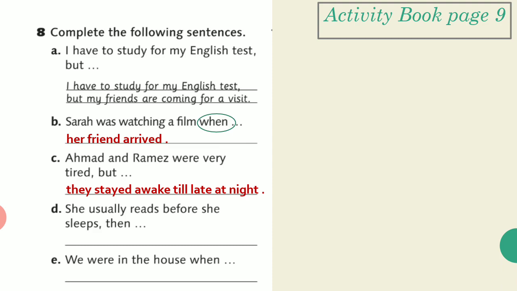Let's go to D. She usually reads before she sleeps, then. And here when we have then, it means that we have two actions that happened one after another. Again, we use the present simple tense in the first sentence, so we will use the same tense in the second sentence because we have then. So we can say she usually reads before she sleeps, then she writes her diaries. And the last sentence, we were in the house when, we can answer by saying when it started snowing.